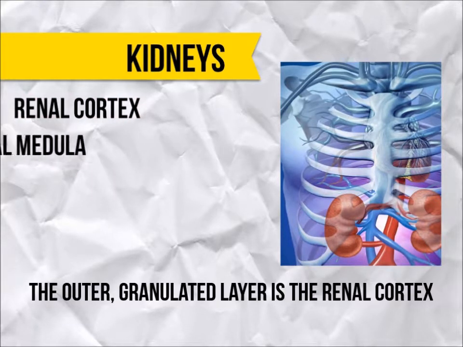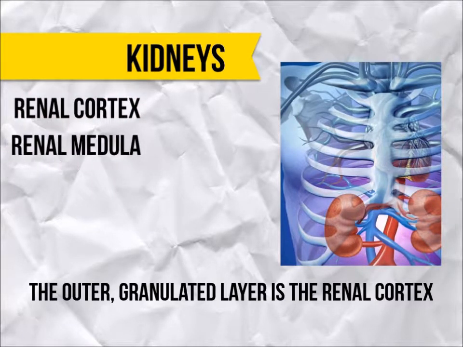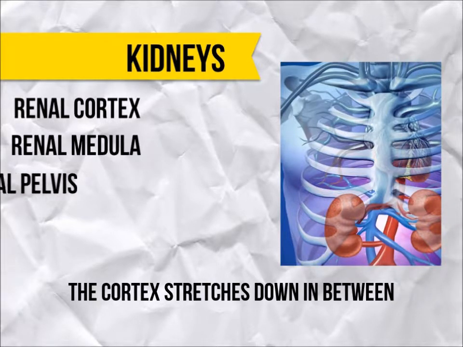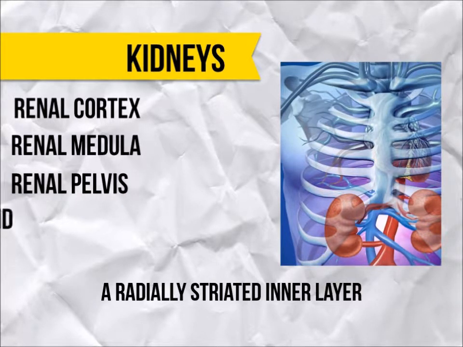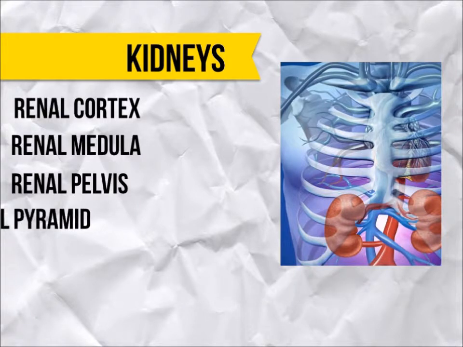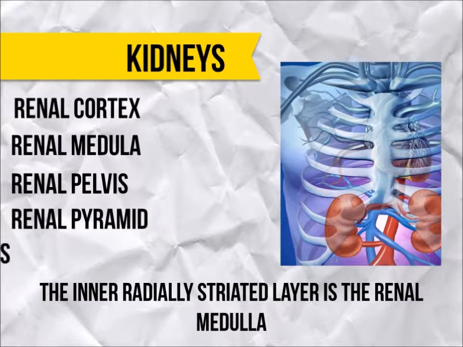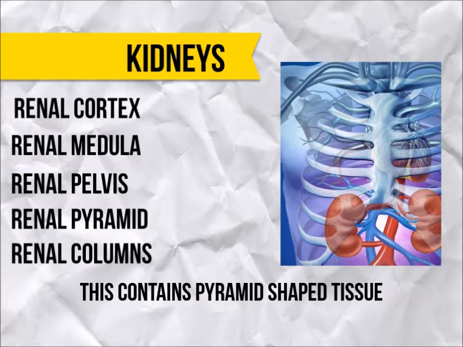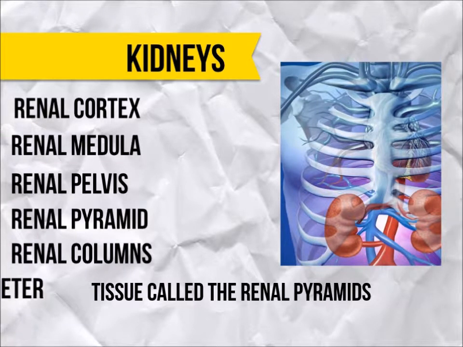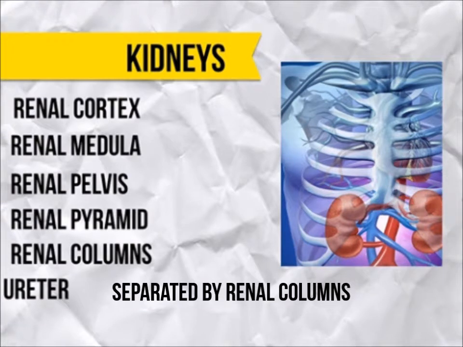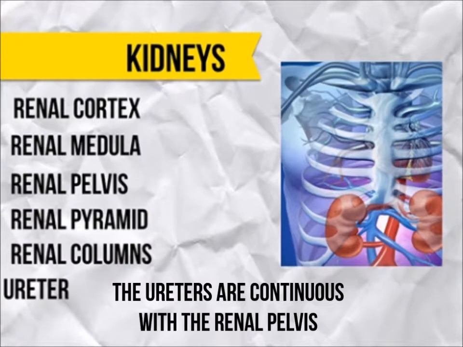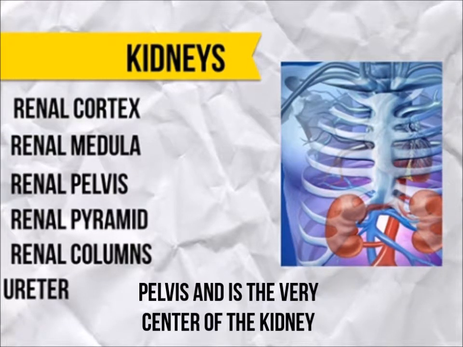The outer granulated layer is the renal cortex. The cortex stretches down in between a radially striated inner layer. The inner radially striated layer is the renal medulla. This contains pyramid-shaped tissues called the renal pyramids, separated by renal columns. The ureters are continuous with the renal pelvis, which is the very center of the kidney.